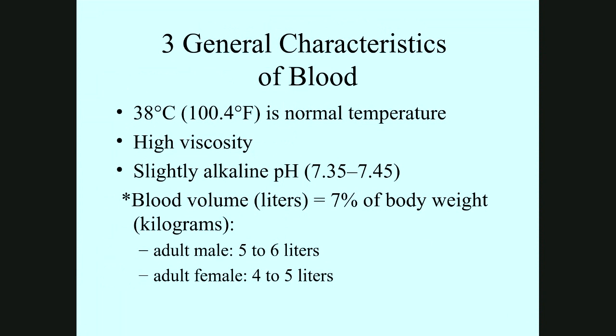The temperature of the blood is, of course, the body temperature, about 38 degrees Celsius. It has high viscosity. Its pH is between 7.35 and 7.45, which is slightly alkaline or basic. It represents between 7 to 8% of the body weight in kilograms.